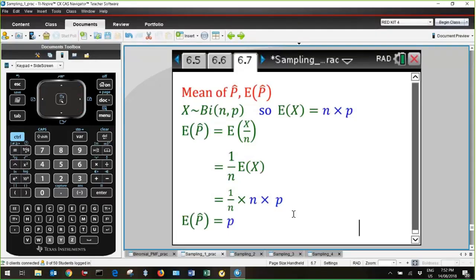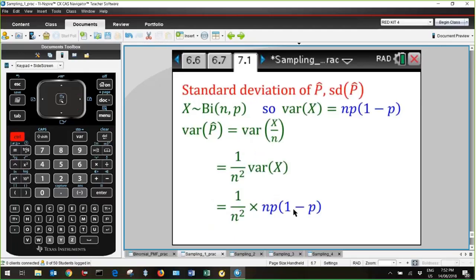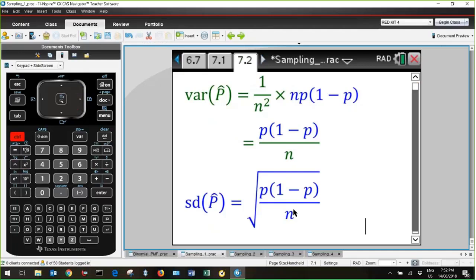And we can also do some algebra to show that the standard deviation of p hat is the square root of p(1 minus p) over n. Of course, in practice, we normally don't know what p is, otherwise we wouldn't need to do the sampling. So what we do is we approximate p with our p hat. So instead of the standard deviation, we call that the standard error, which is just an approximation of the standard deviation.